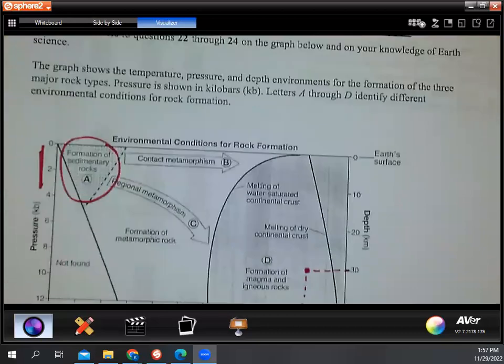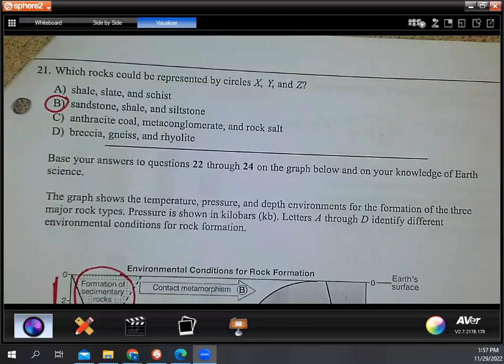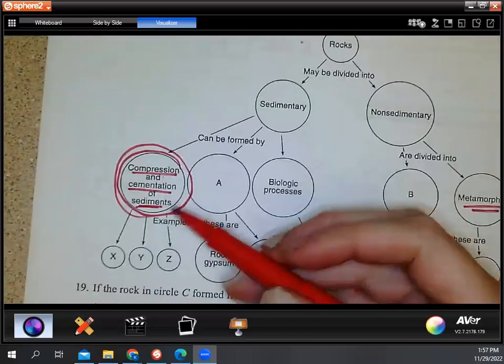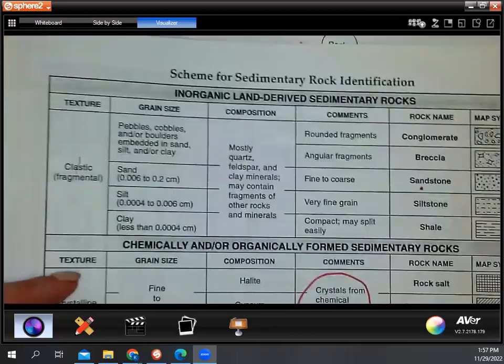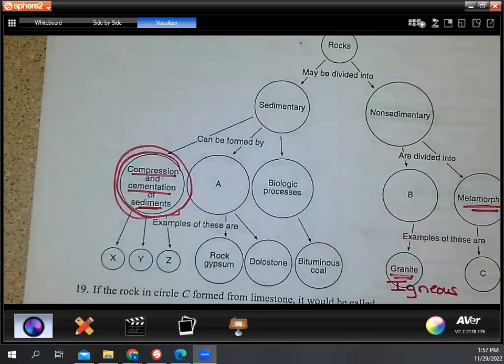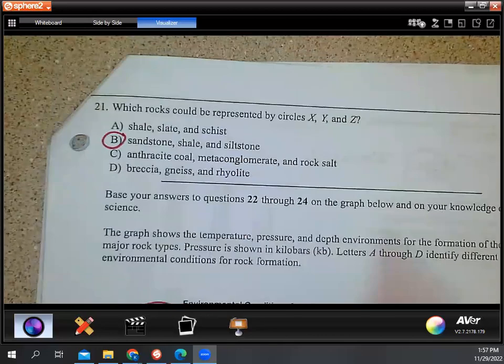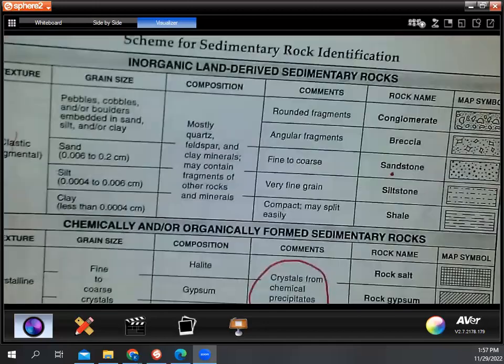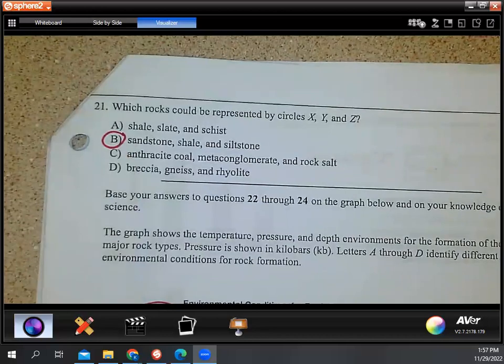Question 21. Which rocks could be represented by circles X, Y, and Z? If I look back, X, Y, and Z are all rocks that have formed from the compression and cementation of sediments. So those are sedimentary rocks, to be specific, clastic sedimentary rocks. I look through the names of my choices and compare them to the choices here. When I do that, only B has clastic sedimentary rocks.